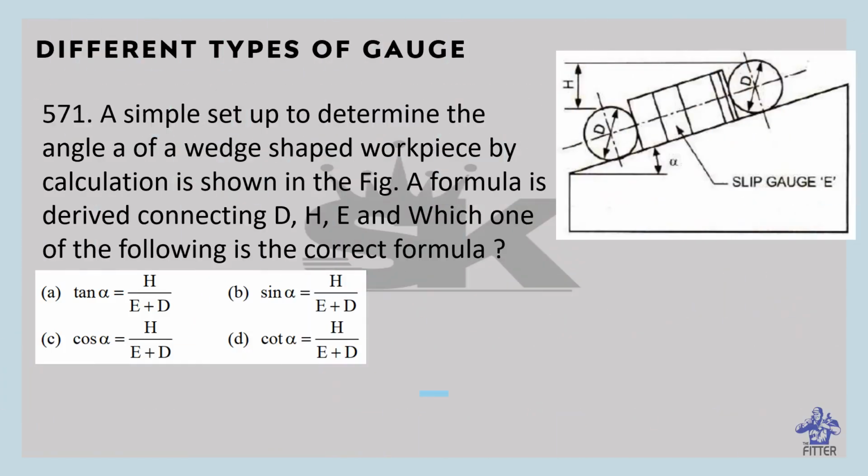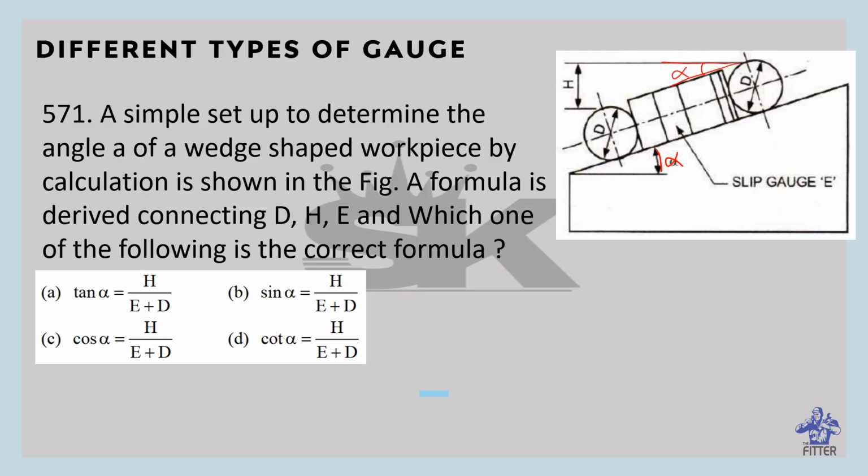A simple setup to determine the angle of a wedge-shaped workpiece by calculation is shown in the figure. A formula is derived connecting D, H, E, and alpha. Which one of the following is the correct formula? From the geometry point of view, this is alpha, and this is also alpha, so angle alpha.